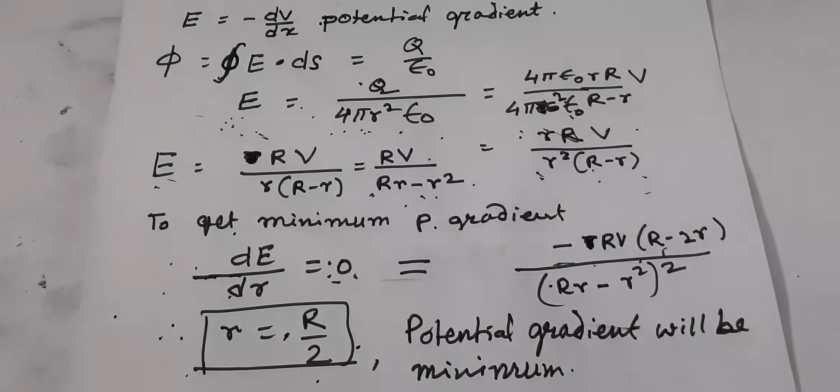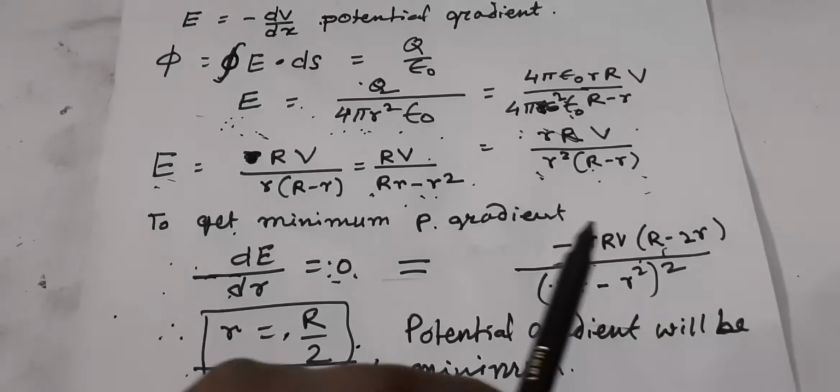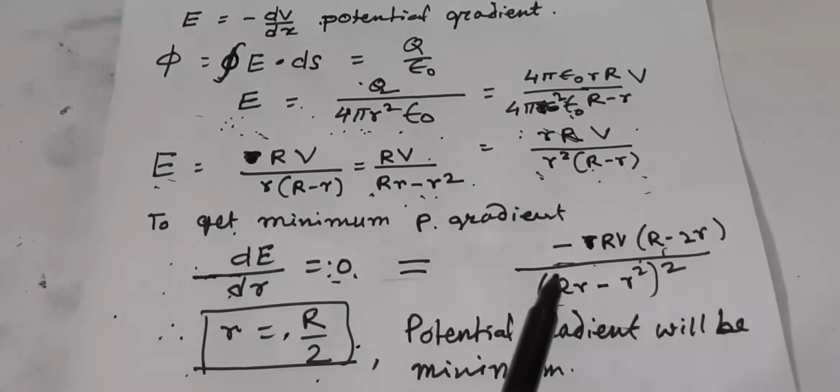And the differentiation is also easy, because in the upper part you can see r and V are both constant, that will become 0. Differentiation, this one minus this into this, this expression will come, and once you make it 0, that means smaller equal to bigger by 2, the potential gradient will be minimum. Thank you very much for good listening.